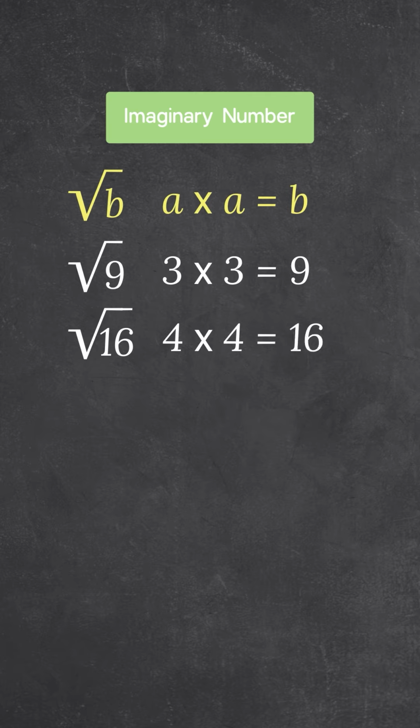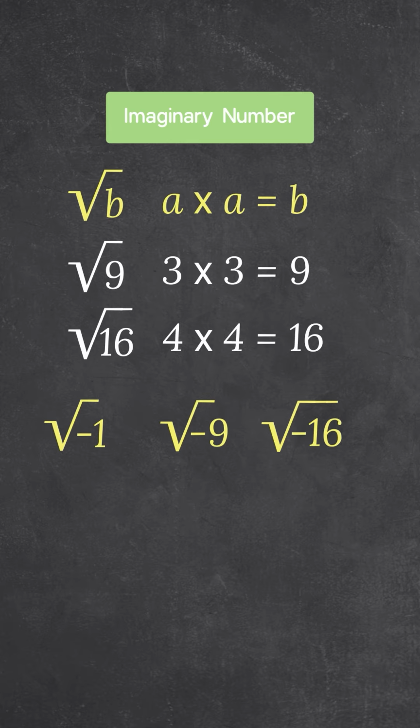Okay, but what if we have the square root of a negative number, for example, the square root of -1? Now, what number do we multiply by itself to give us -1? There is no such number. And also, if we say, for example, the square root of -9 or -16, there is no number we can multiply by itself to give us a negative result.